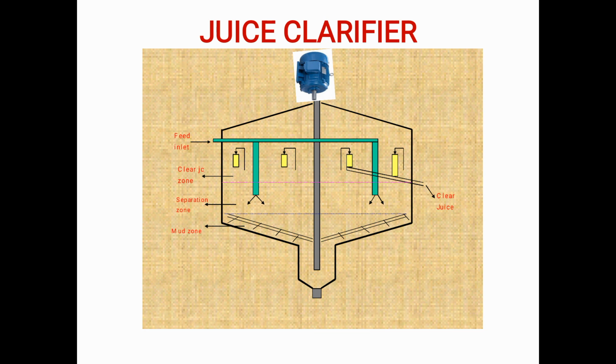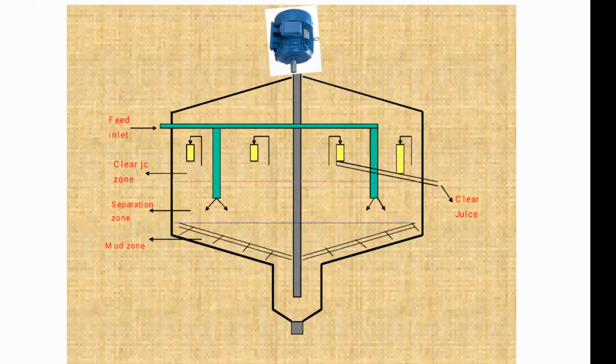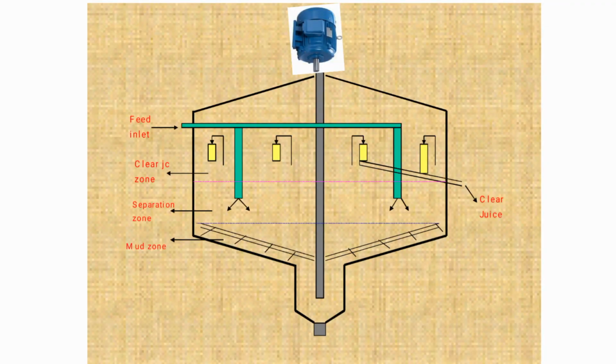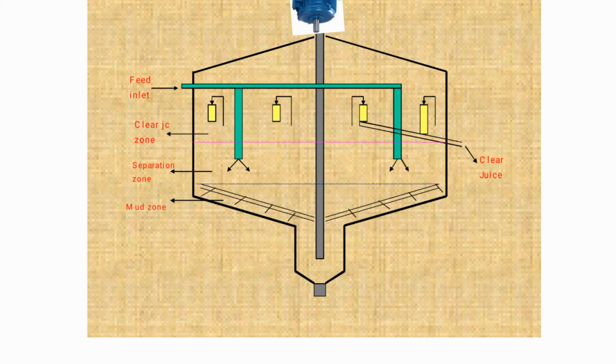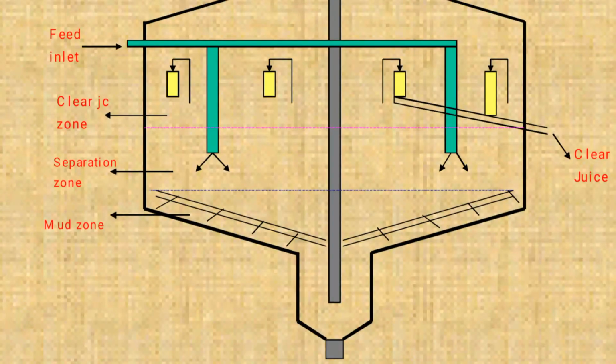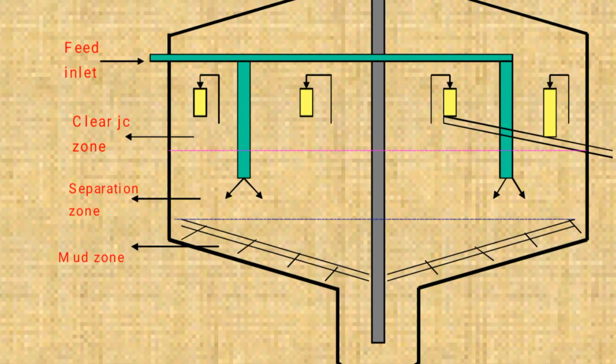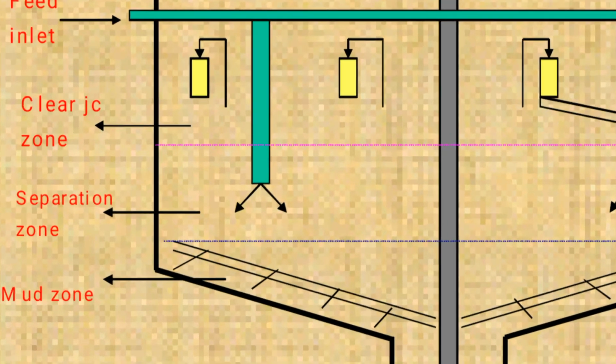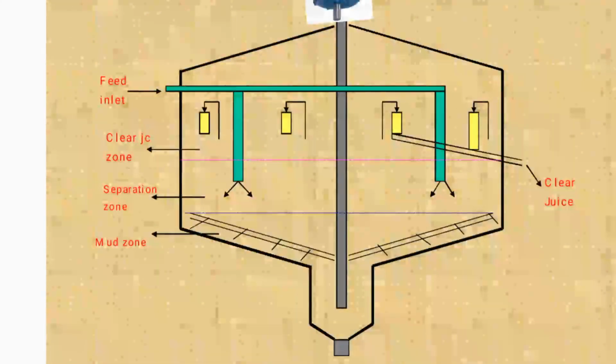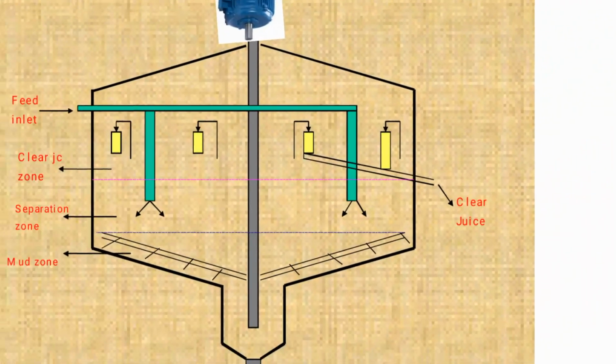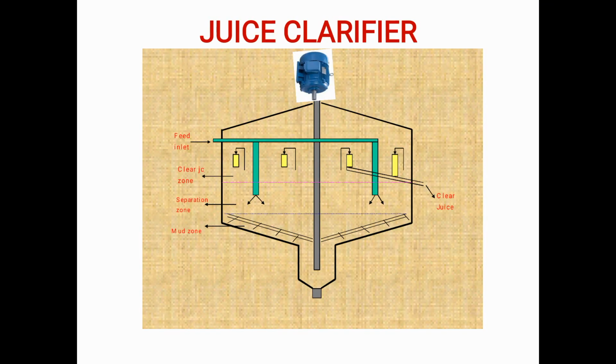This is a short sketch of a clarifier. Many kinds of clarifiers are present in the market and even in factories. Here the juice will be passed and will go to the bottom, so separation will occur. You can see separation is occurring here, and this bottom line is a mud zone, where the mud will be removed, and the clear juice will come out.